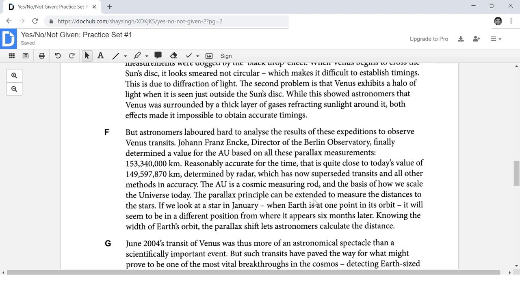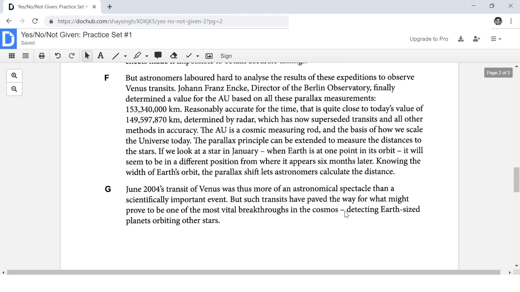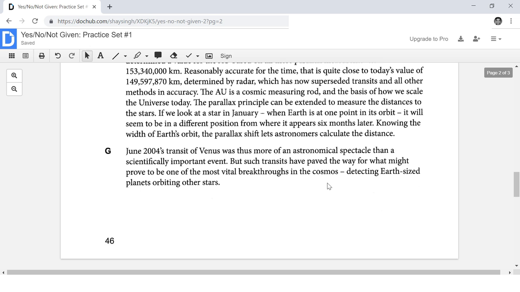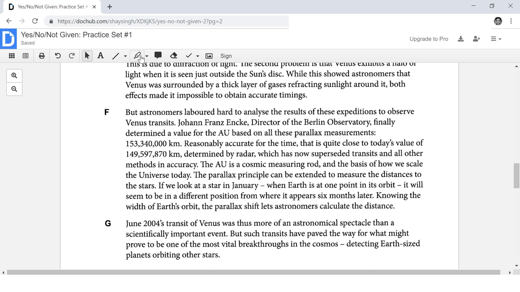We are looking for parallax and stars. Parallax principle and stars. Oh, there we go. Parallax appears right there. Parallax principle. The exact phrase that we were looking for. So we might find our answer here.